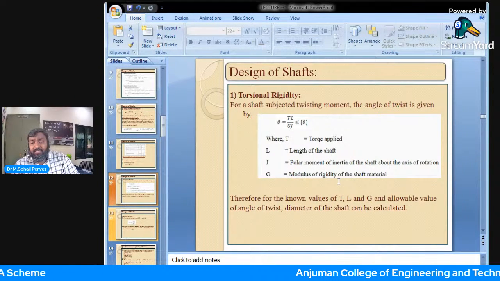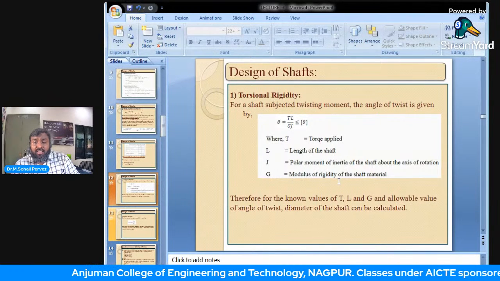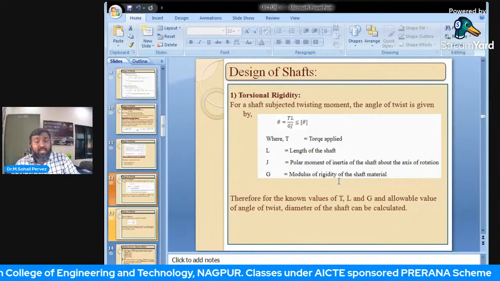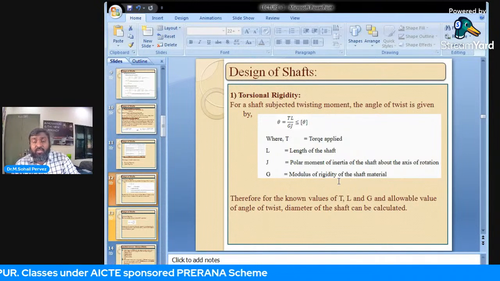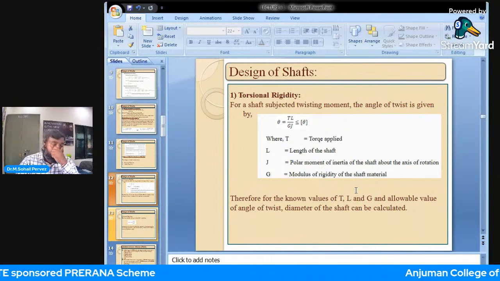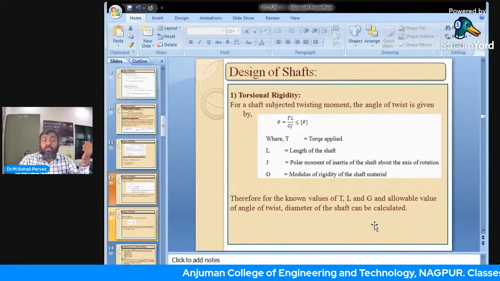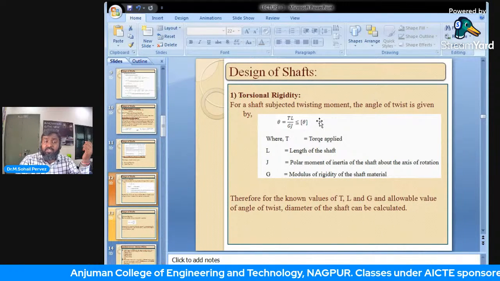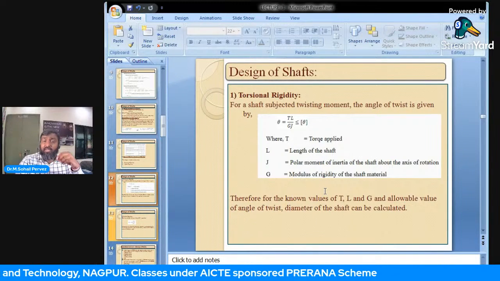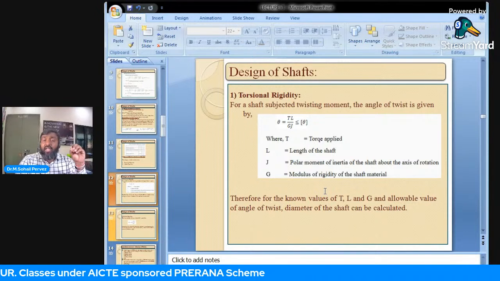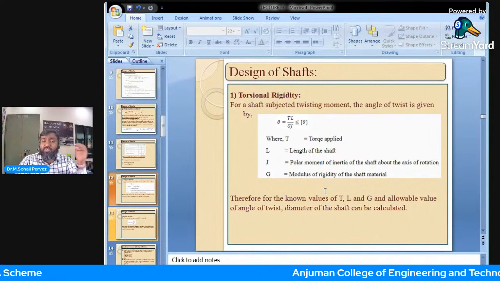Every material has got its specific value of modulus of rigidity. Therefore, for known values of T, L, and G, and an allowable value of angle of twist, the diameter of the shaft can be calculated. Because J, pi by 32 d raised to the power 4, is the polar moment of inertia for a solid shaft. If it is hollow, pi by 32 into d raised to 4 minus di raised to 4. So torsional rigidity is again a very important consideration in the design of shaft. Why so? Because it helps the shaft to retain its original shape and position.